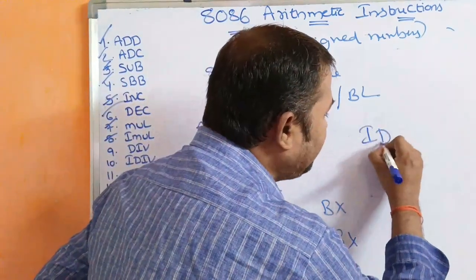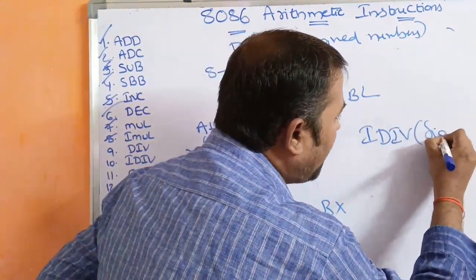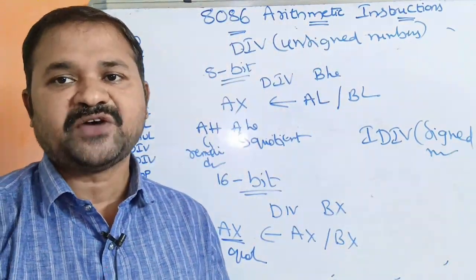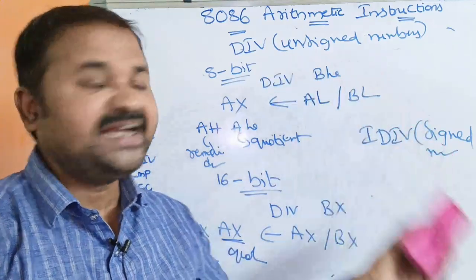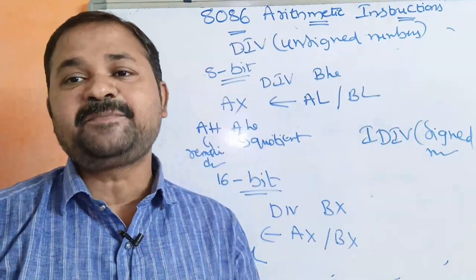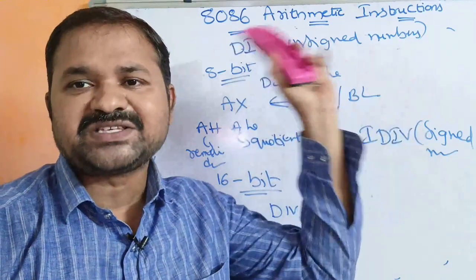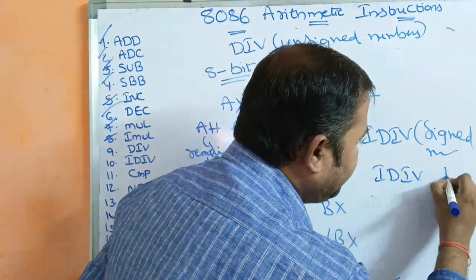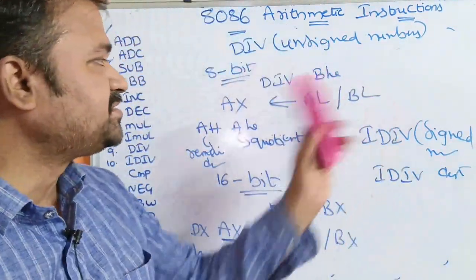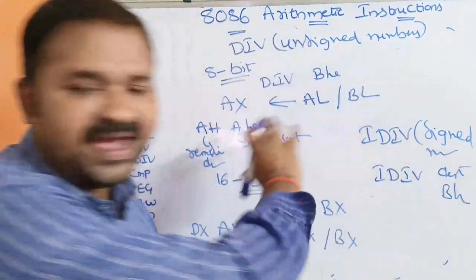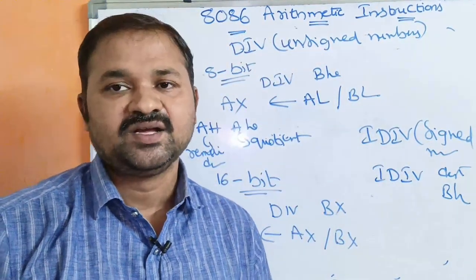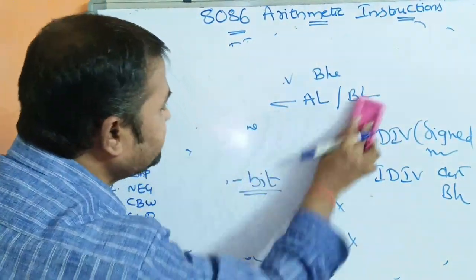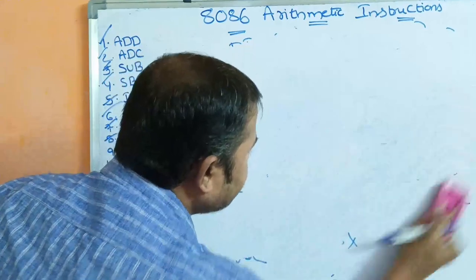The next one is IDIV. IDIV is useful in order to perform division operation on signed numbers. The procedure for IDIV is similar to DIV, except for the mnemonic. In place of DIV, we need to use IDIV. IDIV destination. The same syntaxes and examples, like IDIV BL, you can write. So DIV is for unsigned division, whereas IDIV is for signed division.